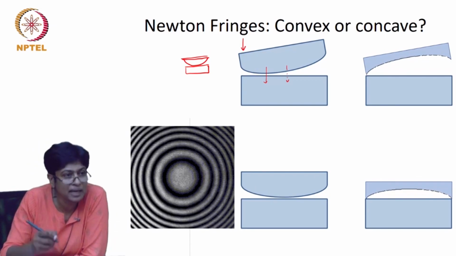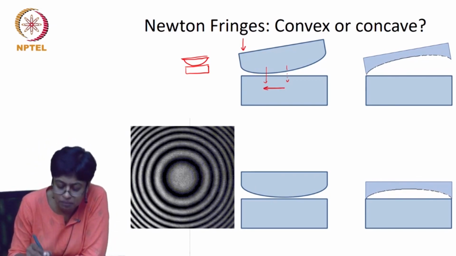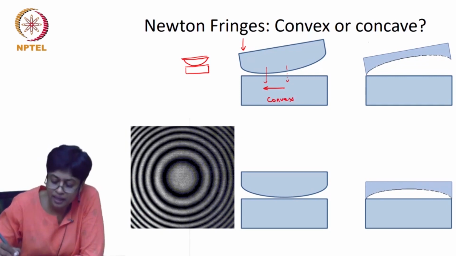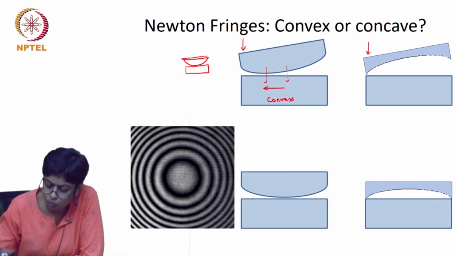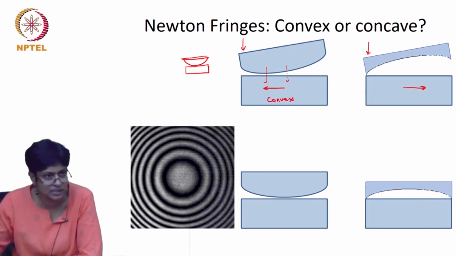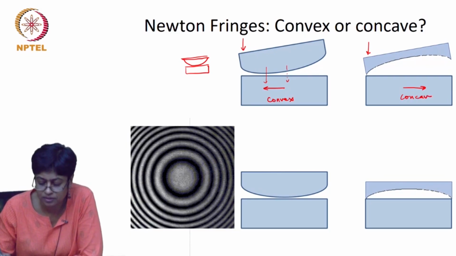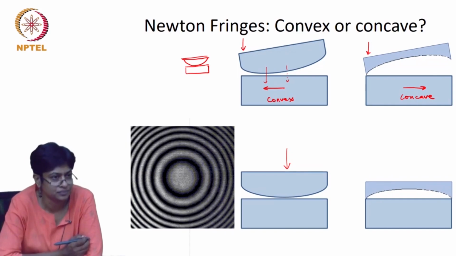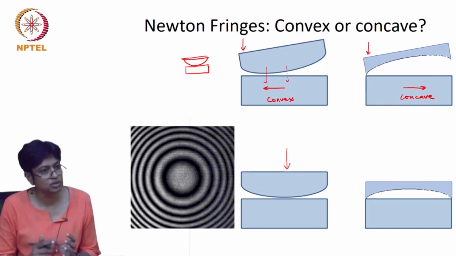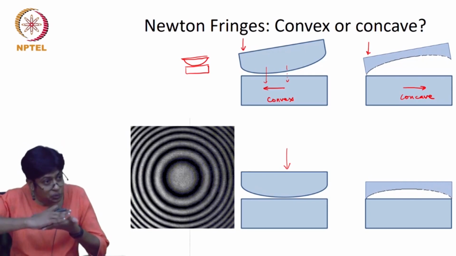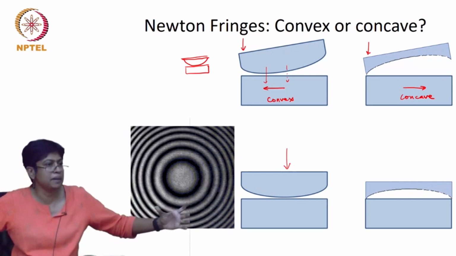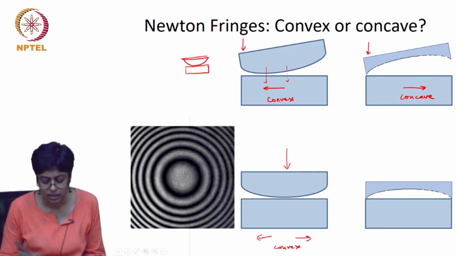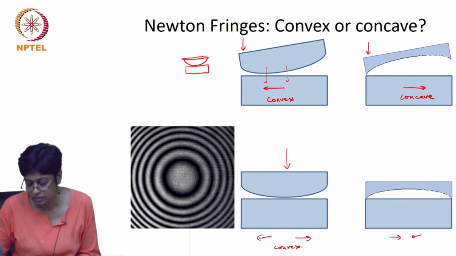So if you are applying pressure on the left and the fringe pattern moves to the left, then you'll say you have a convex surface. On the other hand, if you press on the left and the fringe pattern moves in the opposite direction, then you know you have a concave surface. Or you could press in the center. If you press in the center, you are slightly squeezing it down, so the fringe pattern will expand. If the fringe pattern expands, then you say it's convex. And if the fringe pattern contracts, then you'll say it's concave.